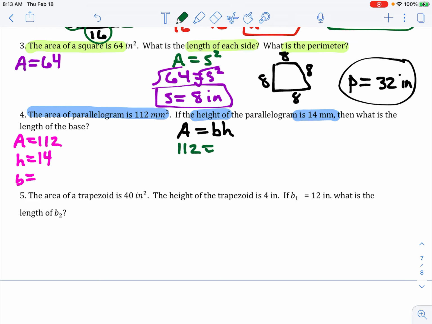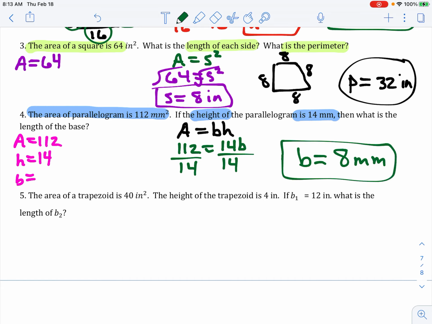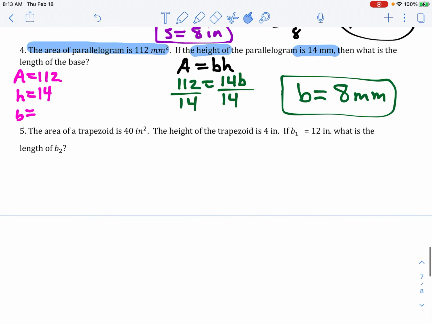Area was 112. The height was 14. We don't know B. Let's solve it. Divide by 14 on both sides, and it tells us that the base would be equal to 8 millimeters. All right, let's go ahead and do one more working backwards, and then we'll go ahead and get ready to get into some practice with this.